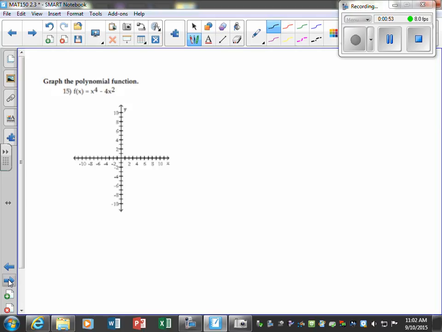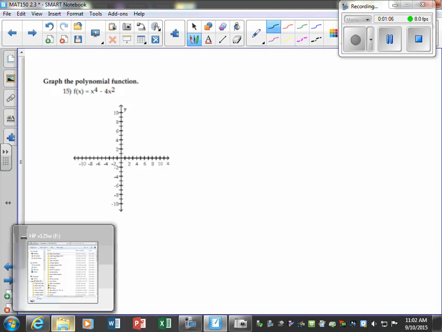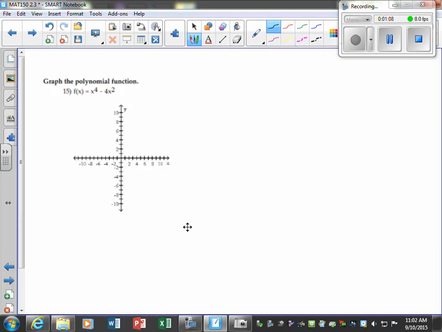And now we are going to conclude by pulling all this information together and giving a graph of the polynomial function. So we're going to be able to sketch this thing. Okay. Let's first of all talk about our end behavior.